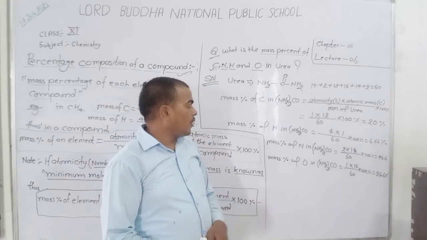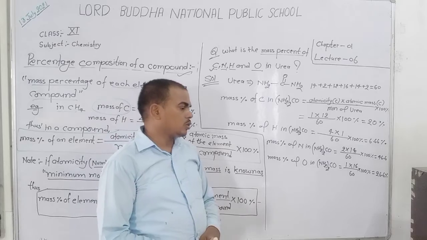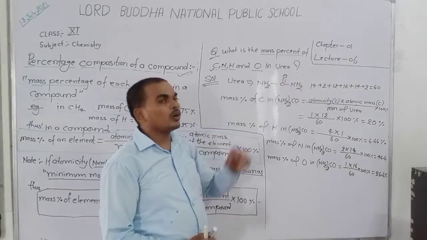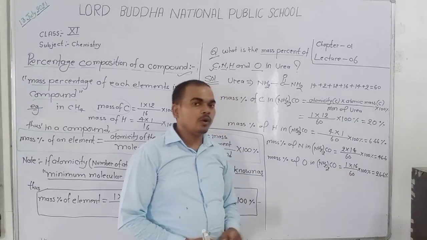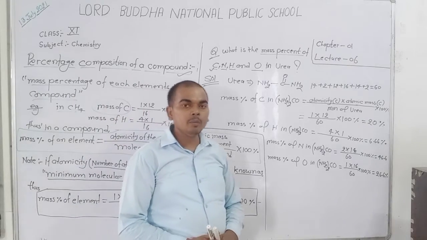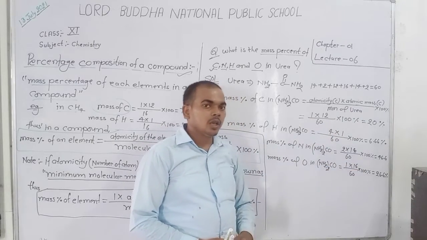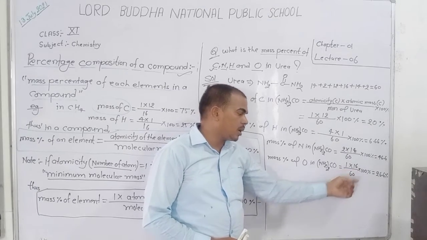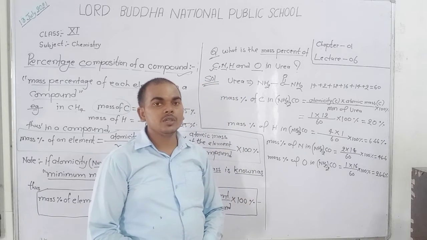Dear student, finally we calculate the mass percent of oxygen in urea. For calculation of mass percentage, firstly put the value of atomicity. Here only 1 oxygen is present in urea, so put the value of atomicity 1. You know that the atomic mass of oxygen is 16. So put 16 at the place of atomic mass, and the molecular mass of urea, you know, is 60. So put here 60 and multiply with 100. You obtain 26.6% of oxygen present in urea.